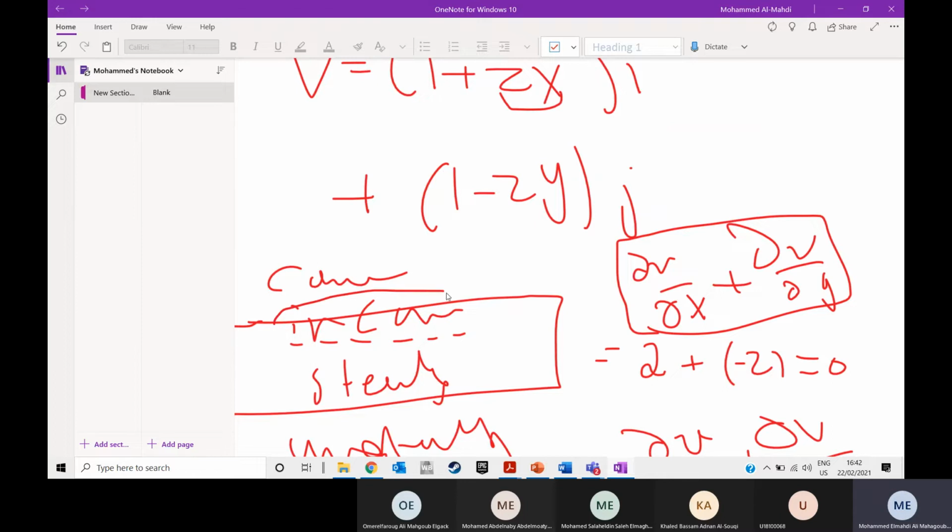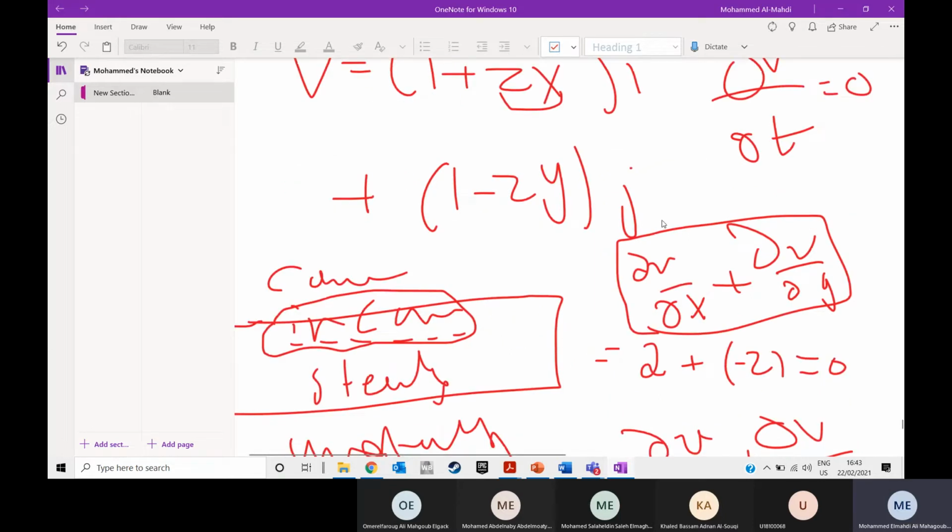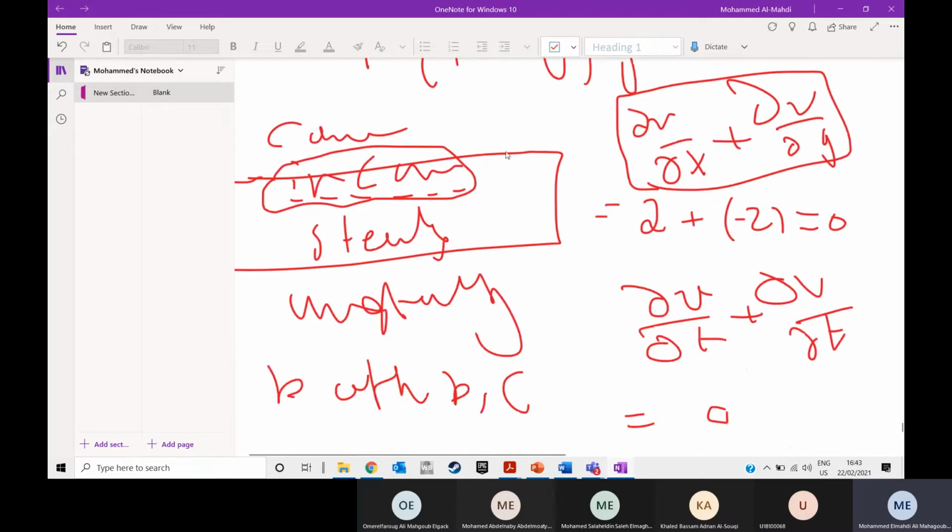So he used to rely on this solution, that it is incompressible only. But if you don't have time in the equation, then partial V by partial T is also 0. Then I told him about it and he said yes. So then he adopted both conditions: it should be incompressible and steady.